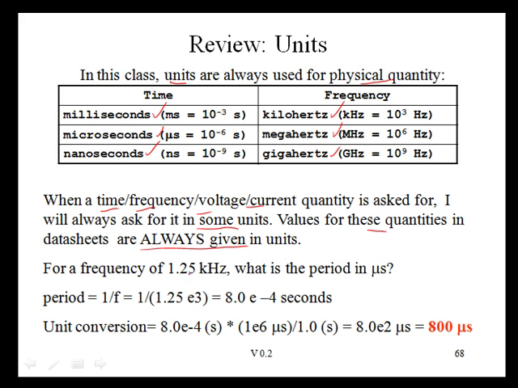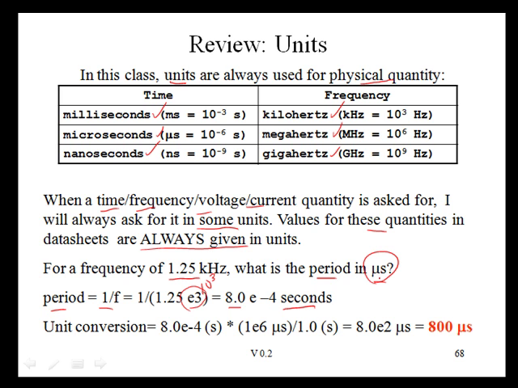So as an example problem, given a frequency of 1.25 kilohertz, what is the period in microseconds? So we're going to compute the period as 1 over the frequency. So it's going to be 1 divided by 1.25 times 10 to the third. By the way, kilo is shorthand for saying 10 to the third. If we calculate this, we're going to get a value of 8.0 times 10 to the minus 4 seconds.